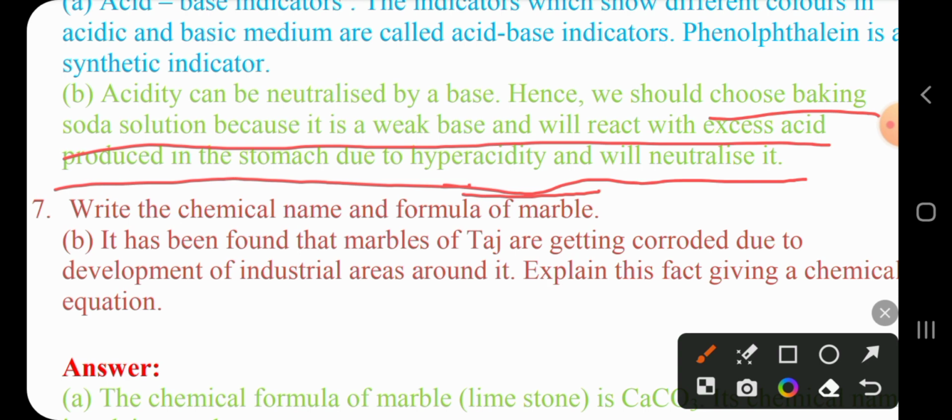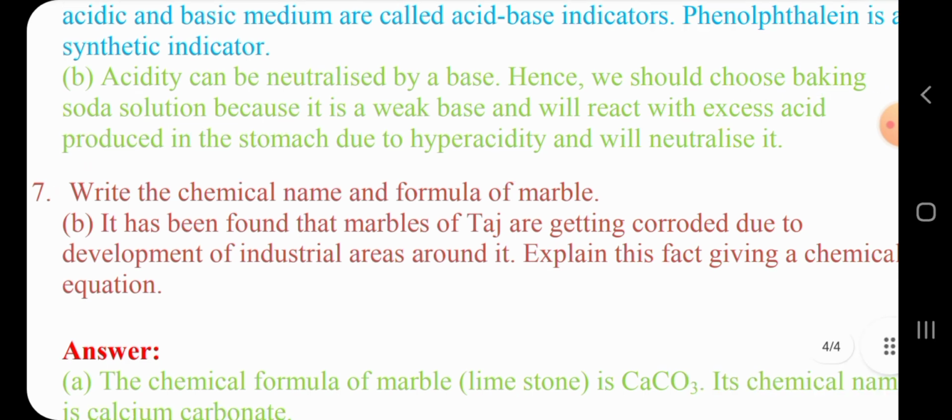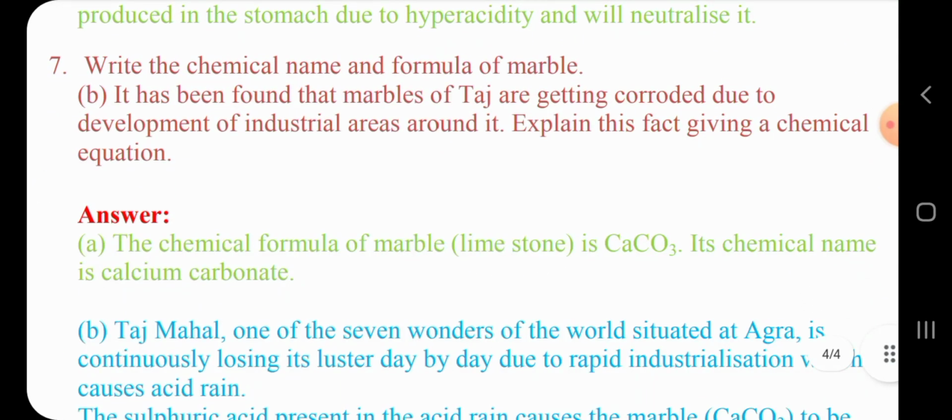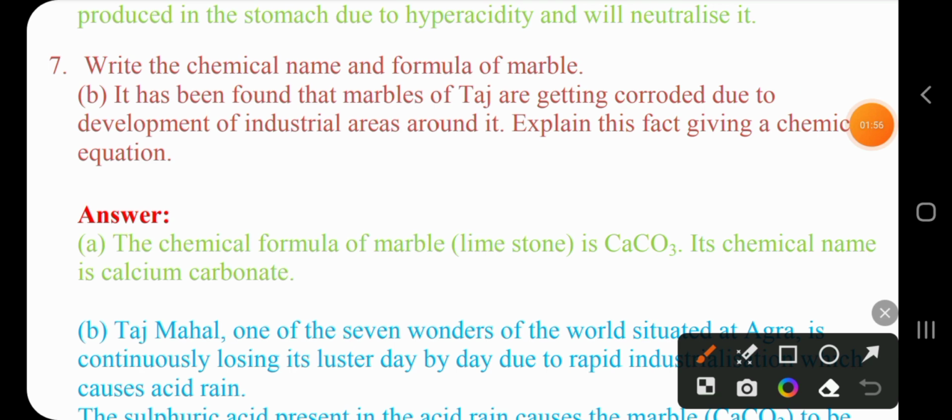Now next, question number 7. Write the chemical name and formula of marble. That is very simple. Its chemical name is calcium carbonate, its formula is CaCO3, and its general name is limestone.